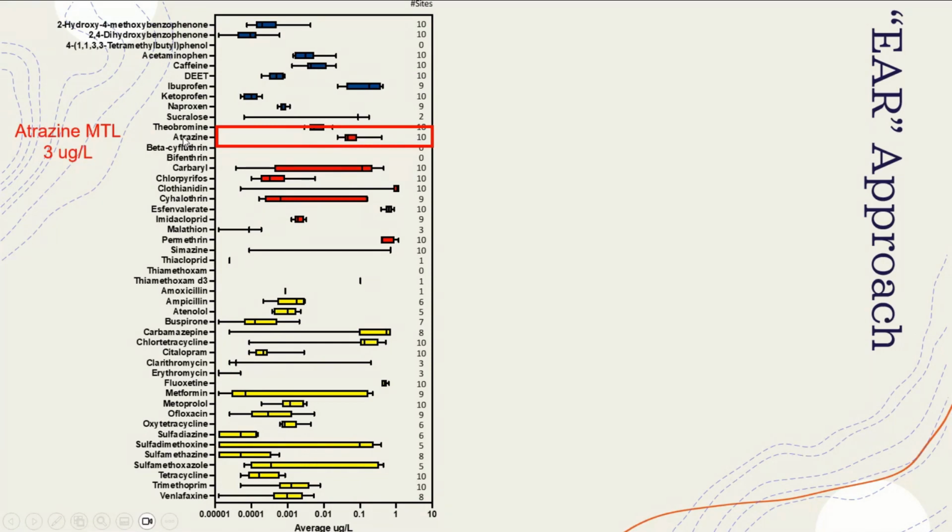I just highlighted one of these chemicals, the agricultural product atrazine. And we know that the MTL for this is 3 micrograms per liter. You can look at this and see that we are below the MTL for this particular compound, but we don't have MTLs for many of these others.